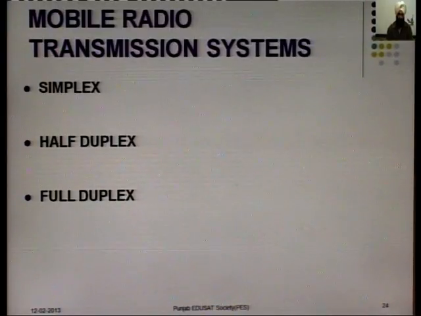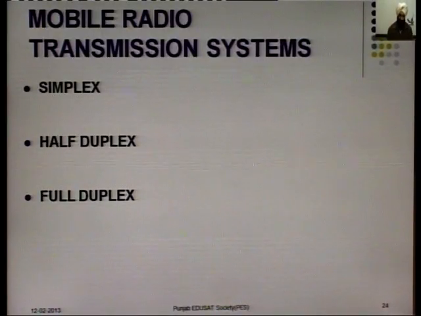In the case of a walkie-talkie, there is the facility of both transmitting and receiving at both sides, but at a time only transmission from one side can be done, and at a time only reception at one side can be done. Then full duplex is like our telephone, where we can transmit as well as receive the information or data at the same time. That kind of transmission is called full duplex transmission.